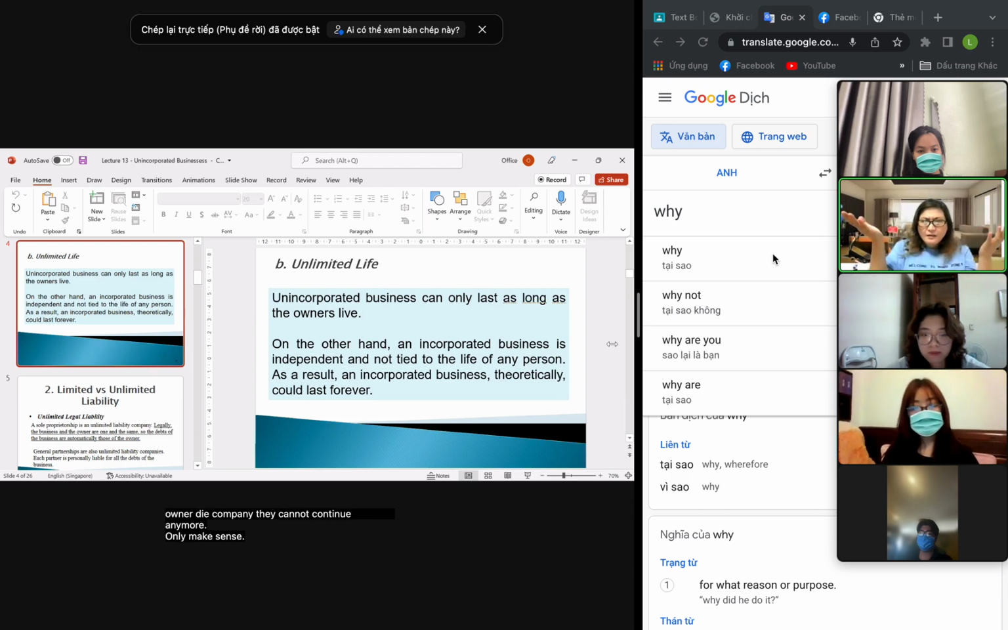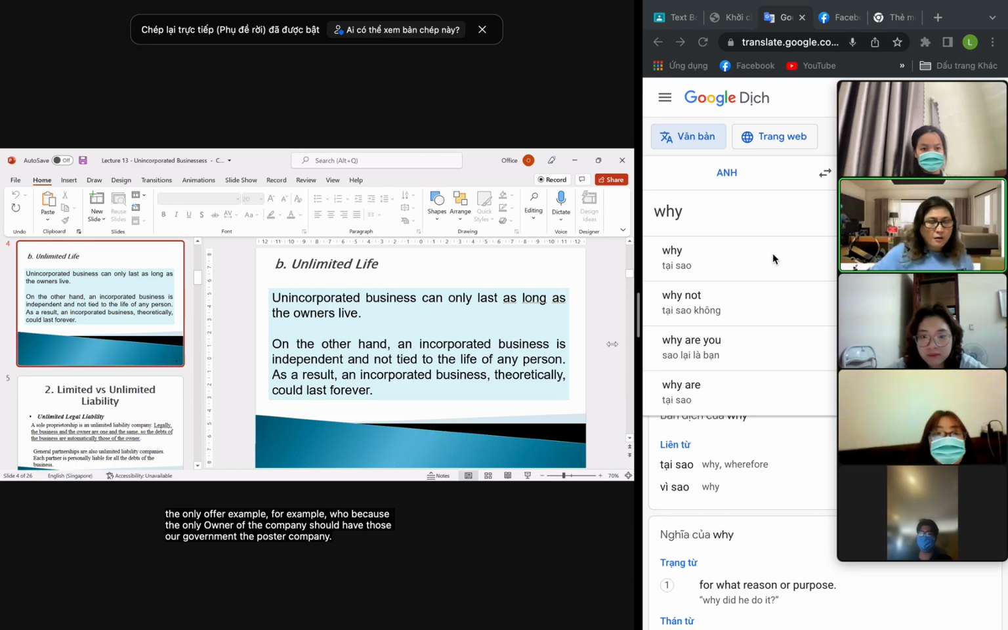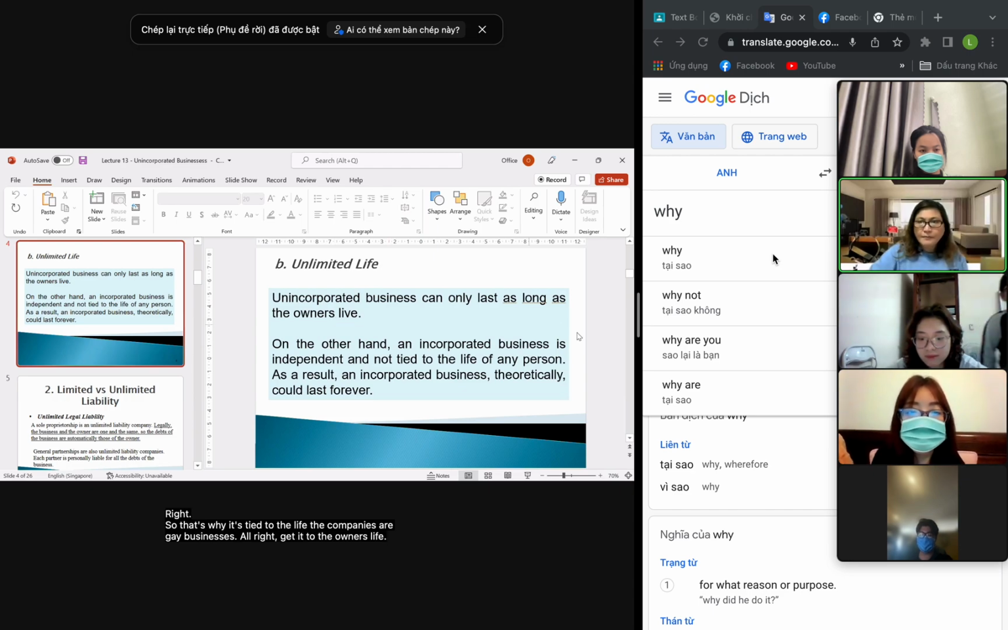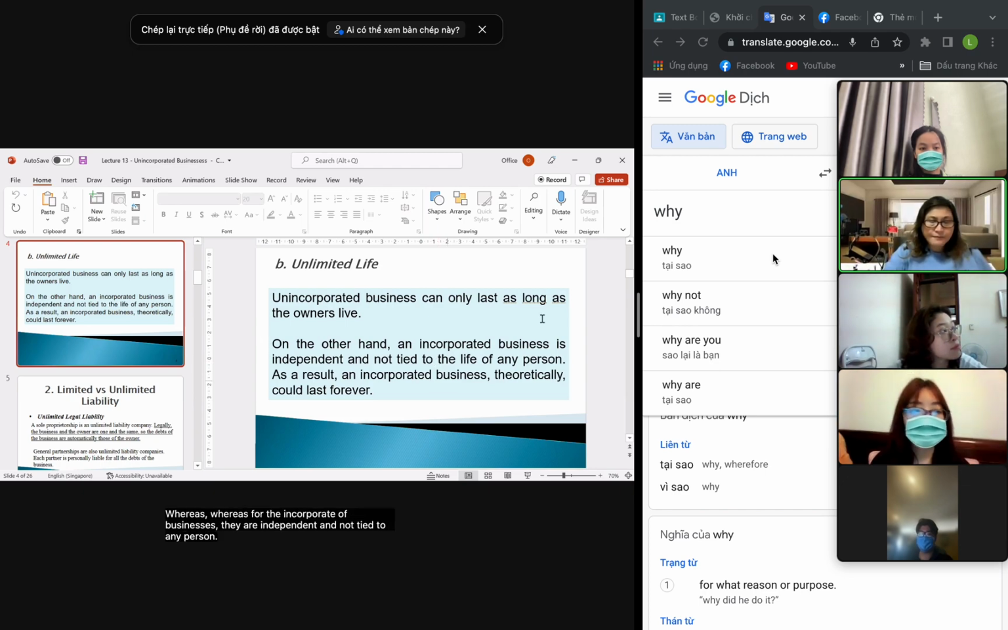It only makes sense, right? If you're the only owner, for example, Peter is the only owner, and Peter dies, the company should close down. The government will close the company. That's all, because he's the only owner. So that's why it's tied to the life. The businesses are tied to the owner's life, whereas incorporated businesses are independent and not tied to any person's life.